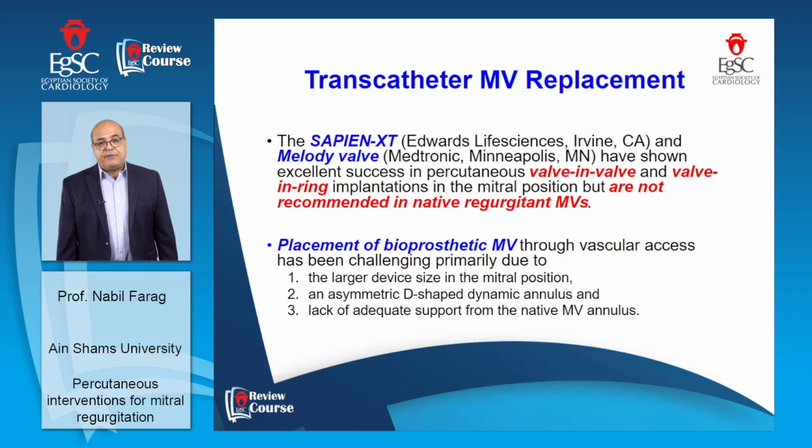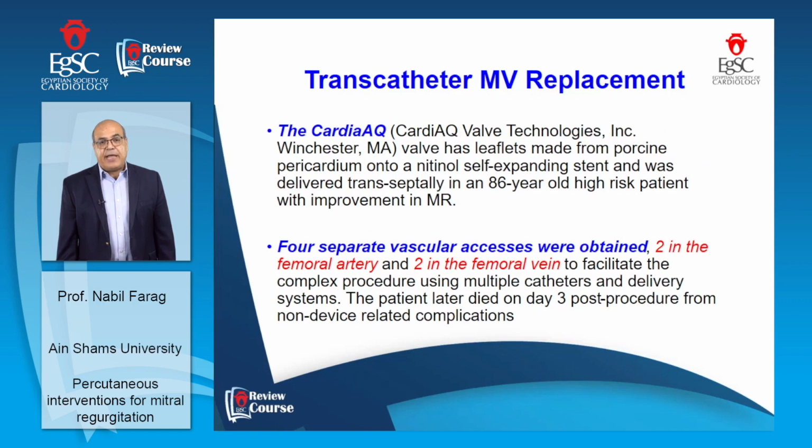Placement of a bioprosthetic valve through vascular access has been challenging, primarily because the device is larger than that of the TAVI procedure. There is an asymmetric D-shaped dynamic annulus. Now we know the anatomy of the mitral valve, and we know the saddle shape or D shape of the annulus. This asymmetric D-shaped dynamic annulus makes placement of the valve somewhat difficult, along with a lack of adequate support from the native mitral valve annulus.